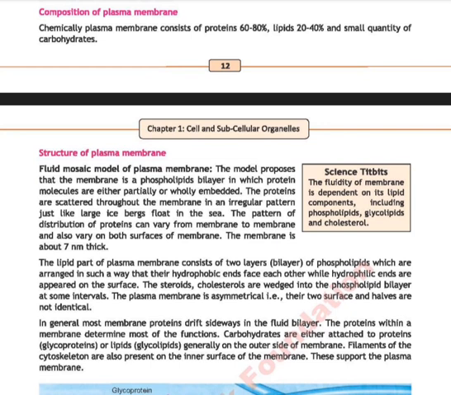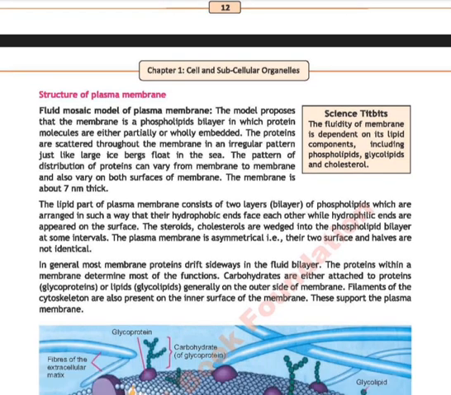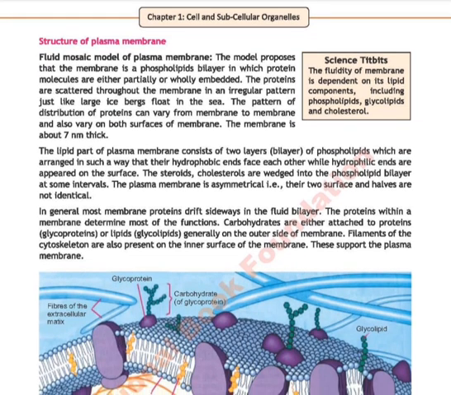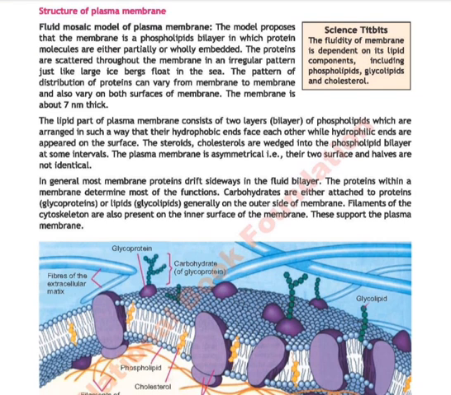Composition of plasma membrane. Chemically, plasma membrane consists of protein 60 to 80%, lipids 20 to 40%, and a small quantity of carbohydrates. Structure of plasma membrane. Fluid mosaic model of plasma membrane.